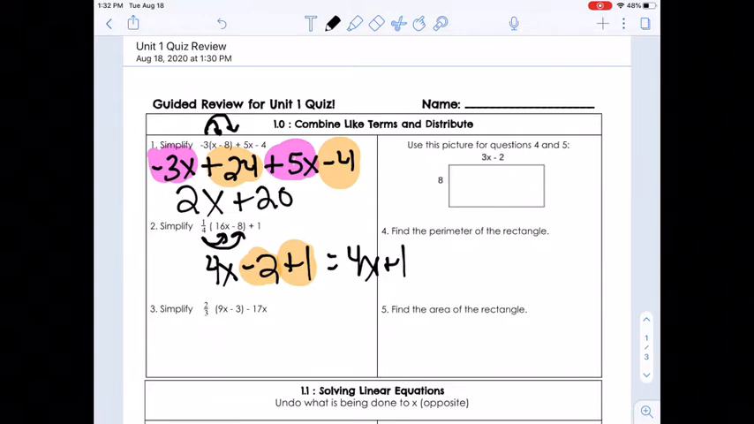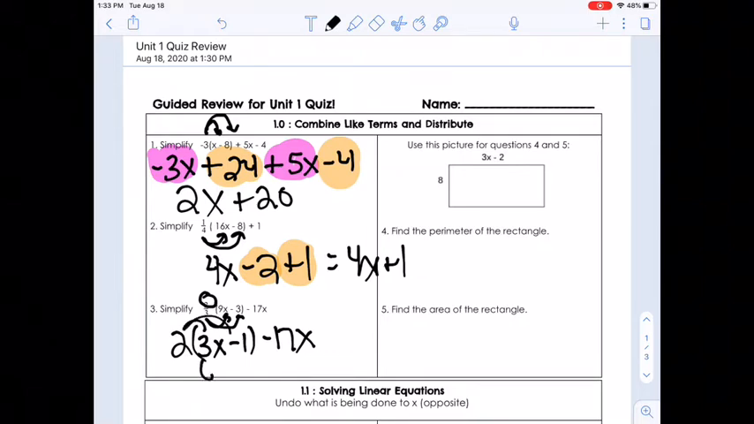Number 3, simplify 2/3 of 9x minus 3 minus 17x. Since this is a fraction and what's on the inside is divisible by the denominator of 3, that's what we are going to do. We're going to divide that 9x and that negative 3 by 3. 9x divided by 3 is 3x. Negative 3 divided by 3 is negative 1. But notice there's still this numerator of 2, so we're going to leave that on the outside and bring down the negative 17x. Now we're going to distribute that 2, which is going to be multiplied into the parentheses.